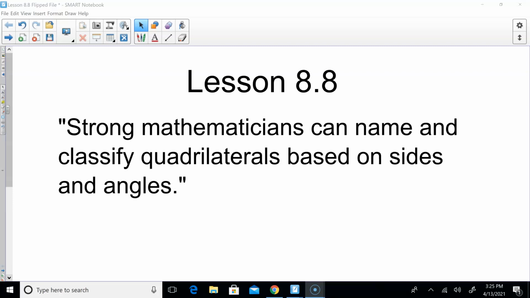Welcome, class, to lesson 8-8. Today, strong mathematicians can name and classify quadrilaterals based on sides and angles. You can take out your notebook, your pencil, write down today's date, the name of the lesson, and we're going to begin.